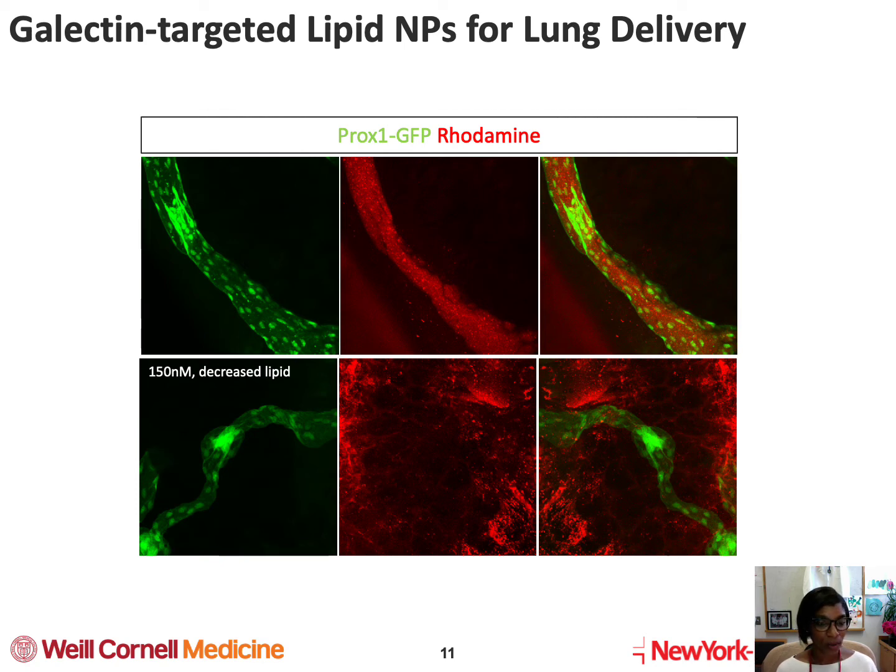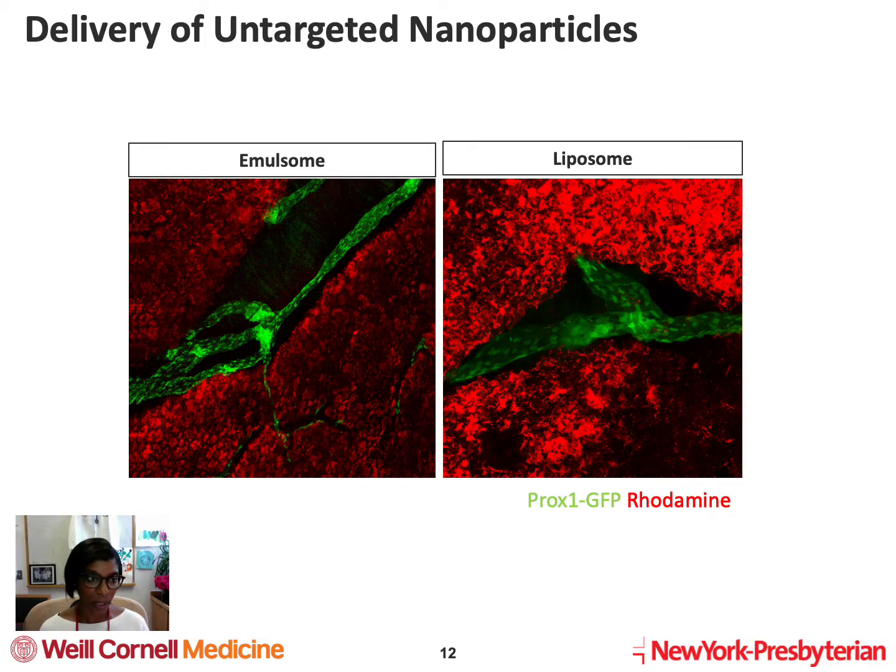You don't see that localization to the lung lymphatics, and it almost just seems sort of stuck out here in the lung parenchyma. You get a similar pattern when you use an untargeted nanoparticle. So this is just an emulsosome or a conventional liposome with the rhodamine labeled nanoparticles. You just see them out in the lung parenchyma, but you really just don't see that localization to the lymphatic vasculature.